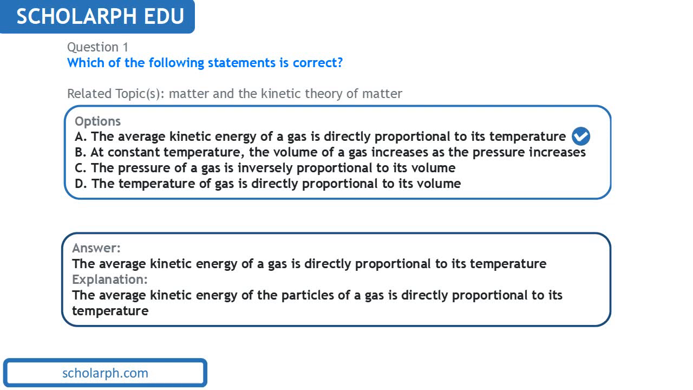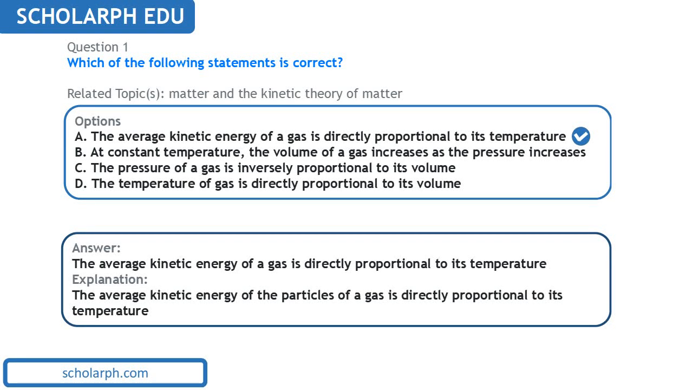So the greater the temperature of a gas, the greater the average kinetic energy of the particles of the gas. The reason why we use the average kinetic energy is because the particles of that gas move at varying speed, so they have different kinetic energy. But overall, the average kinetic energy of the particles is going to increase with an increase in temperature, and it will decrease with a decrease in temperature.